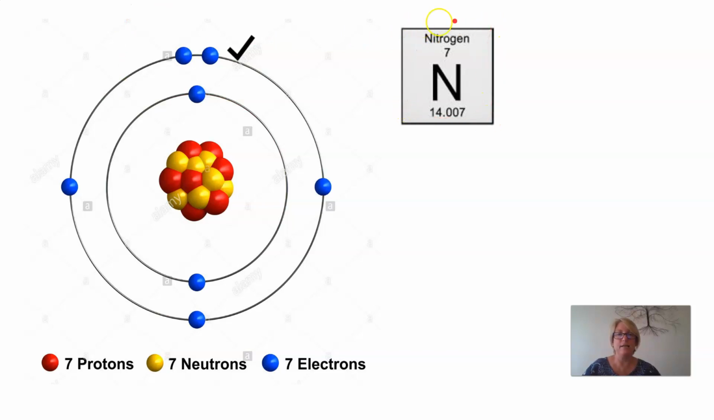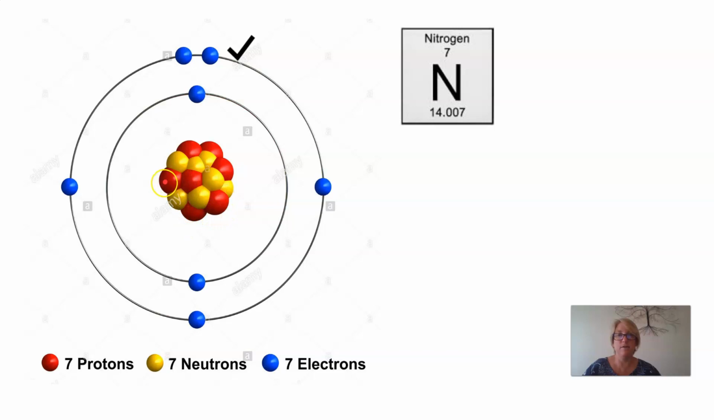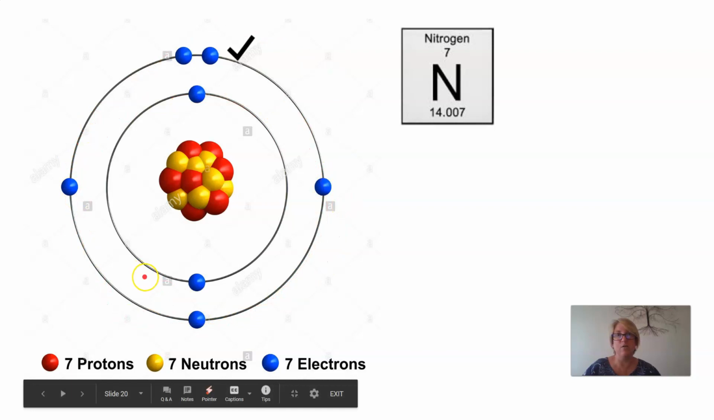So if we have a look at nitrogen. Nitrogen, the atomic number is 7. So that means there are 7 protons in the nucleus. So here's your nucleus, and we represent the protons, which are the positive charge. So that's 1, 2, 3, 4, 5, 6, 7. We'll also find nitrogen is going to be in period 2. And because of that, we know that it has got 2 shells. And then we also know that we'll find it in group 5, because there are 5 electrons in the outer shell.